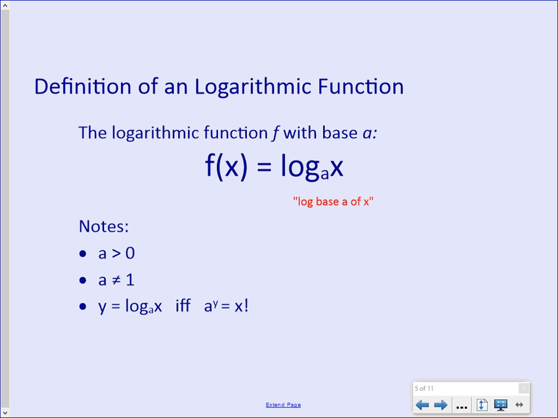And then this is what Maggie was describing, the third bullet point. It's like the definition of how to evaluate or change a log into exponential form. So y equals log base a of x if and only if a to the y equals x. She had a b and an x and a y from algebra 2, but they're the same definition.